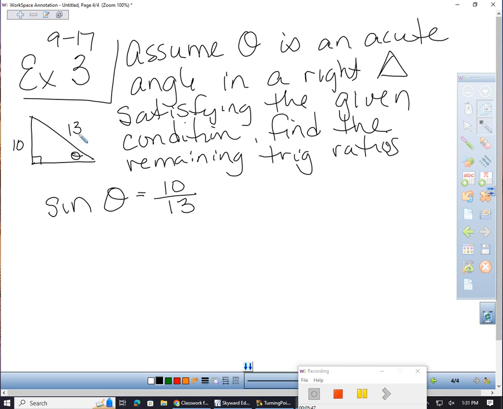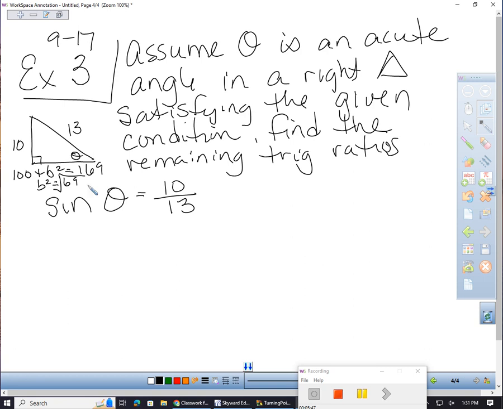Again, I have to use the Pythagorean theorem, right? So I have a squared plus b squared equals c squared. So b squared equals 69. And does that simplify? It does not. So it's just going to be the square root. Okay? So this side is the square root of 69.